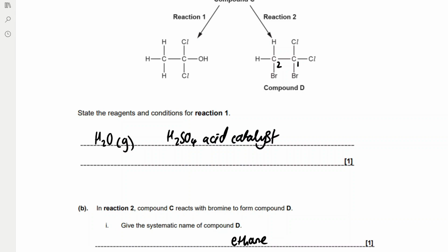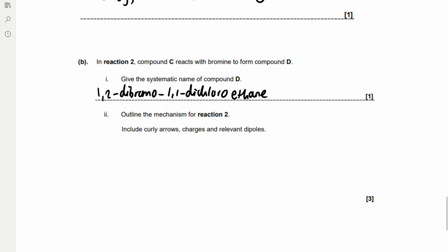So we need to put bromine first. So it's going to be 1,2-dibromo. So it's important you say dibromo because there's 2 bromine groups. And then it's going to be 1,1-dichloroethane. And then we're being asked to outline the mechanism for reaction 2, include curly arrows, charges, and relevant dipoles. So they tell you exactly what you need to include in your mechanism.